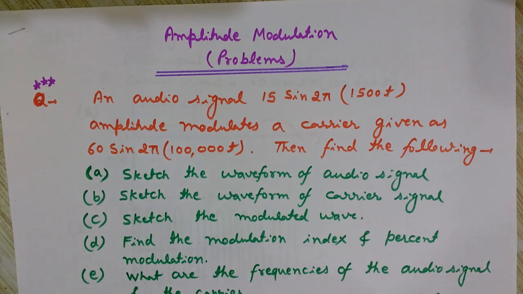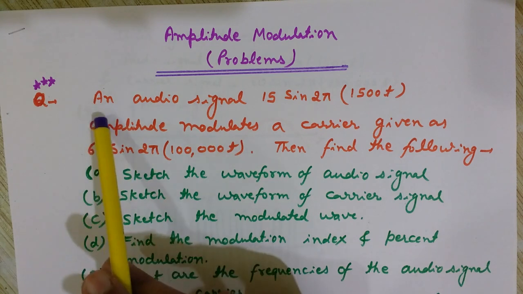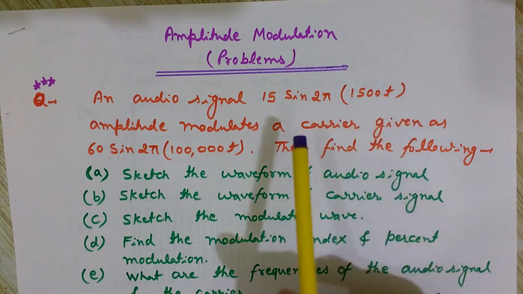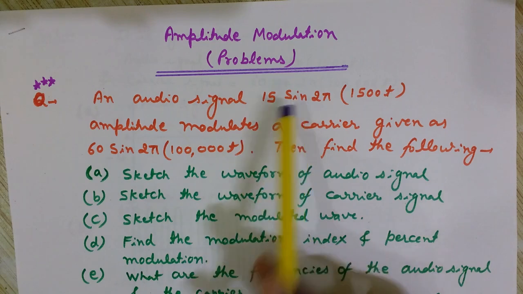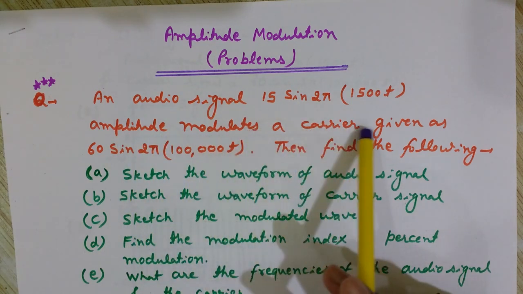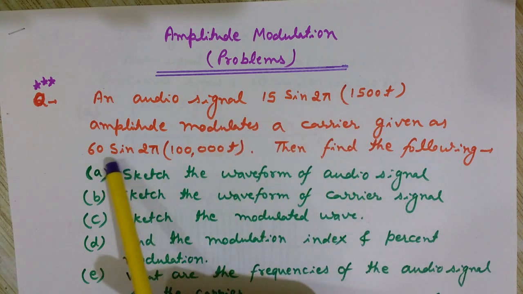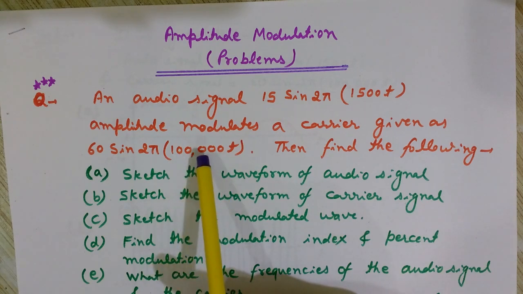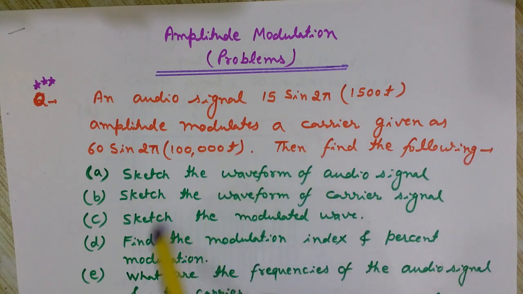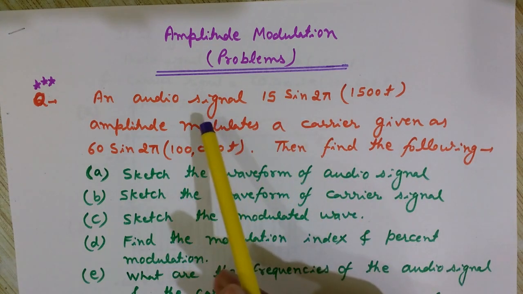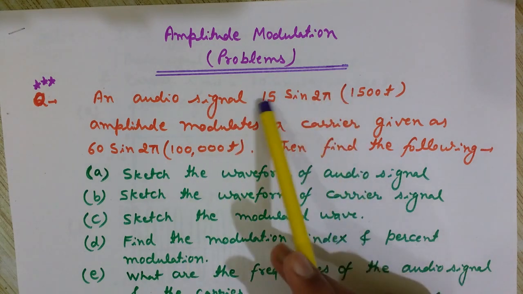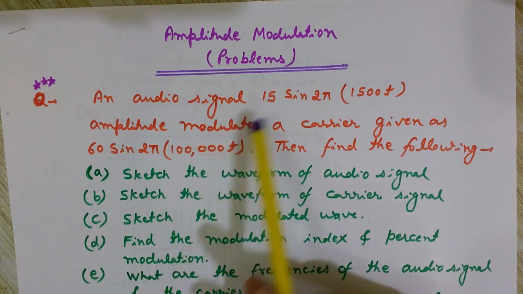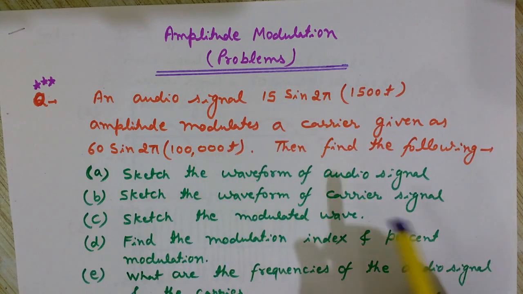So let's discuss this problem now. The problem is there is an audio signal. Its equation is 15 sin(2π·1500t). It amplitude modulates a carrier wave given by 60 sin(2π·1000000t), that is 1 lakh. Then find the following. Here we are given the audio signal's equation, the message signal that we want to transmit, and the carrier wave equation that is being modulated by this audio signal. So let's find all these things.